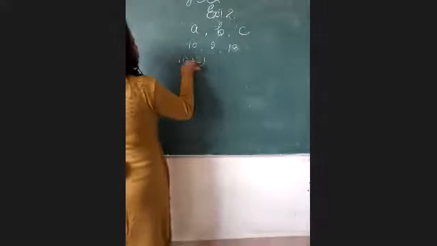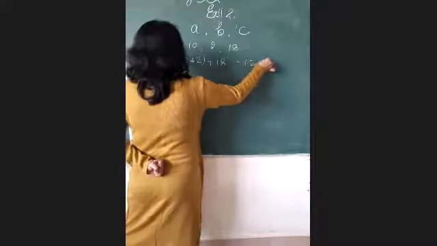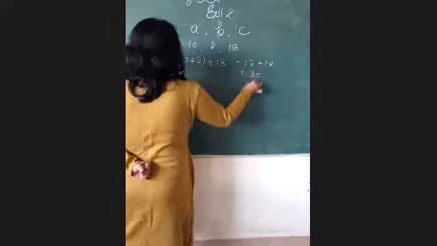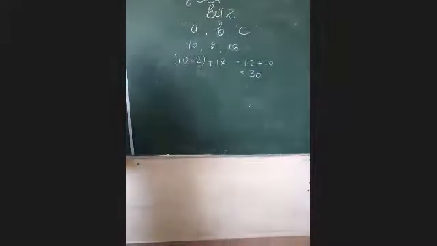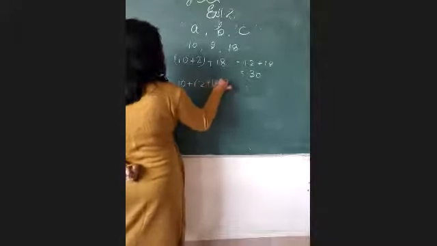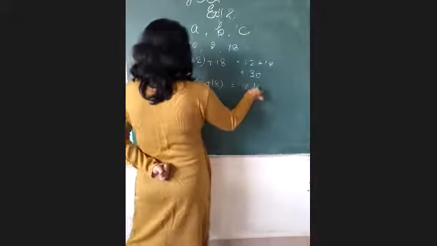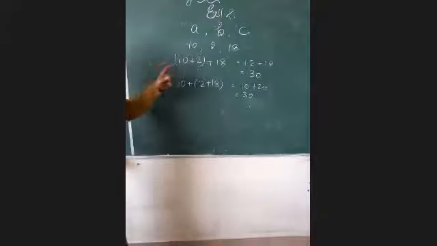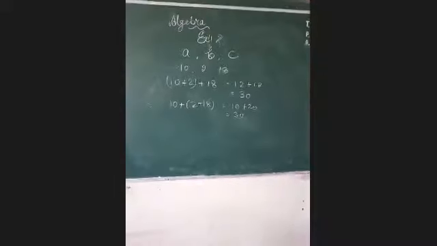If I add 10 plus 2 and then I add 18 on it, the answer will be 12 plus 18, which will give us 30. Or if I do it like this, 10 plus 2 plus 18, then also the answer would be 10 plus 20, which will give us 30. In any way you do it, you will get the same answer, because addition always follows the associative property.